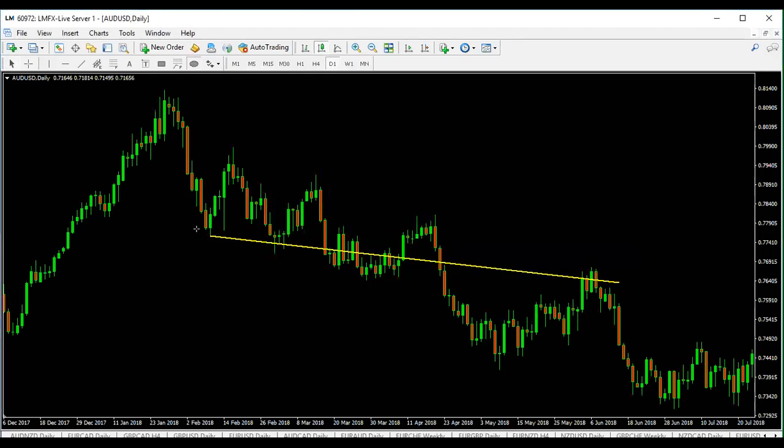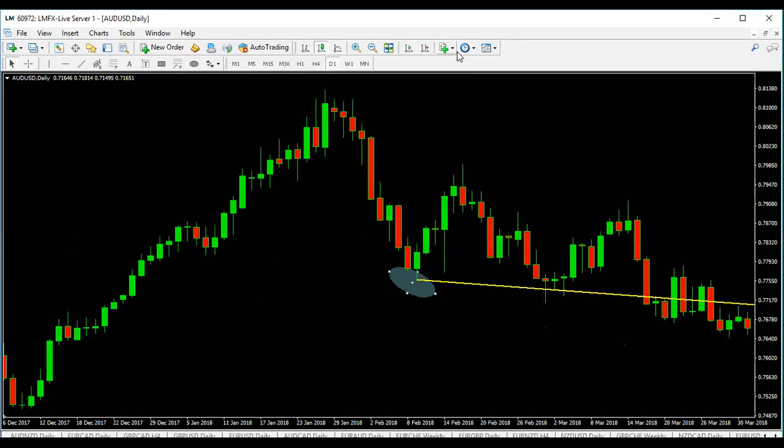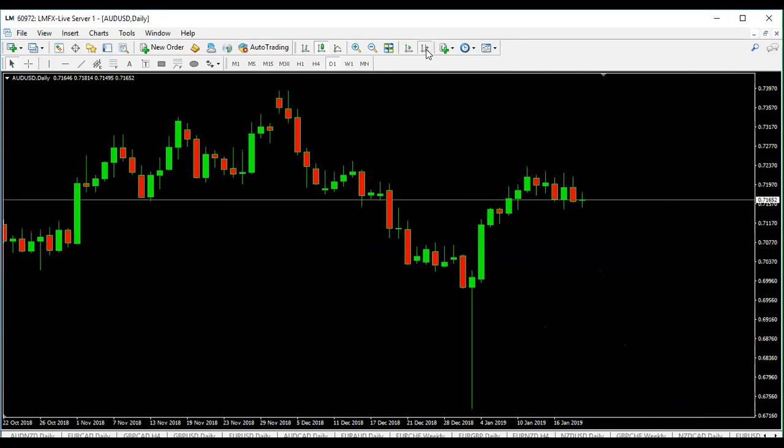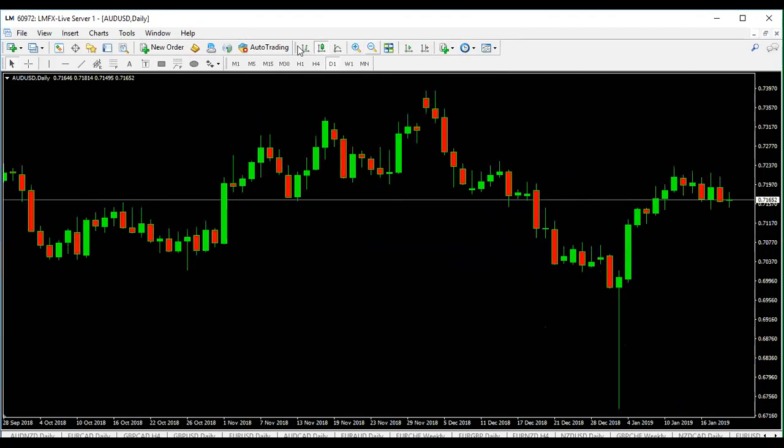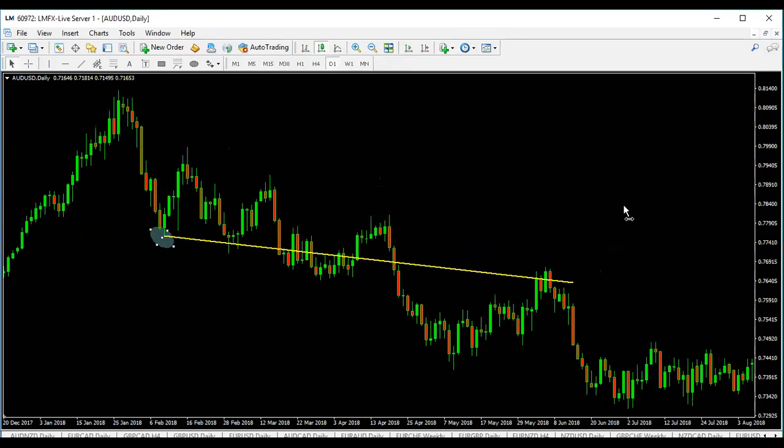So our first point of contact was here. Okay, we can see that clearly. Now my second point of contact is right here. You see this little candlestick? Let's see if I can zoom in. Oh, too far out. So you can see right here is our second point of contact.